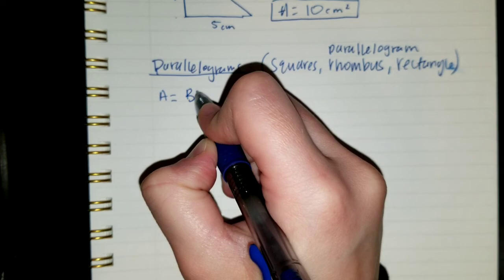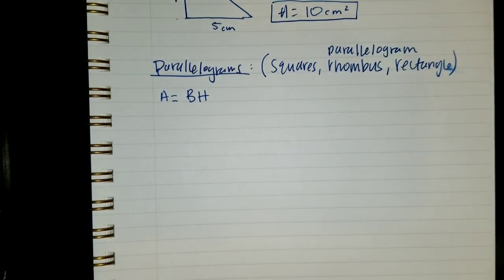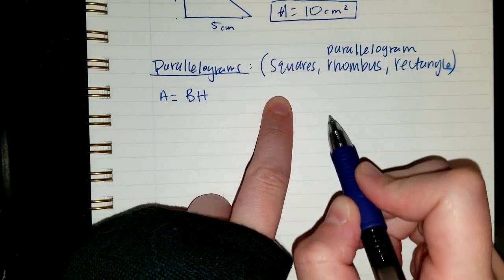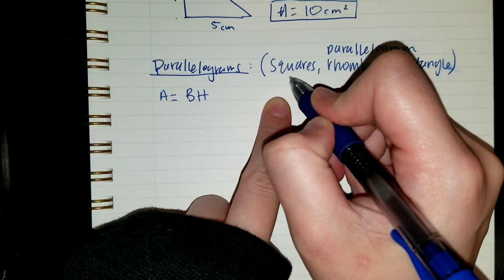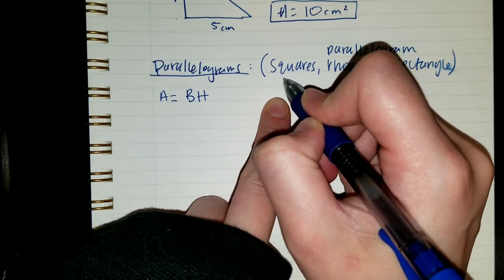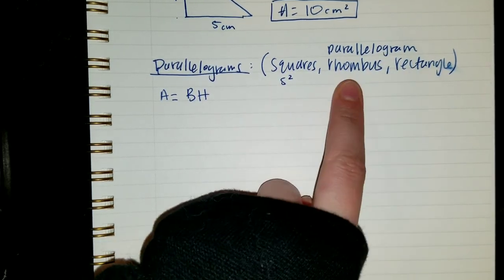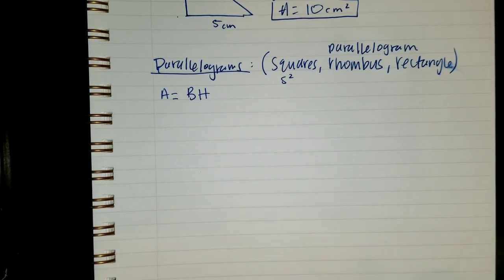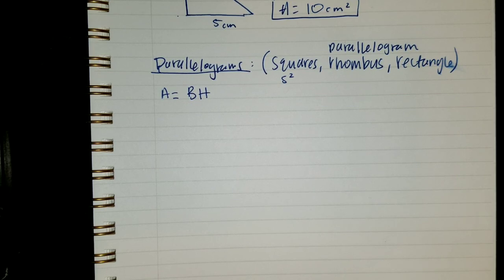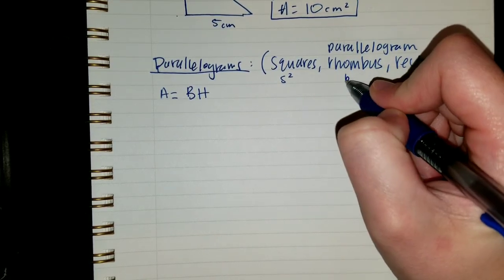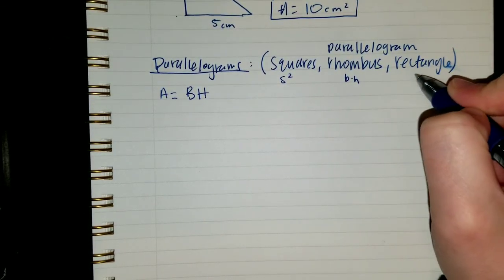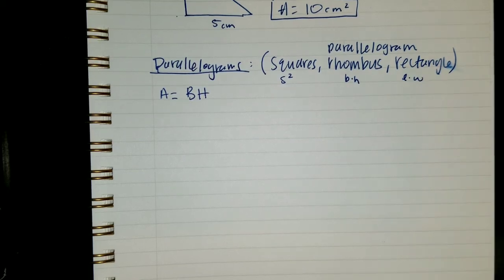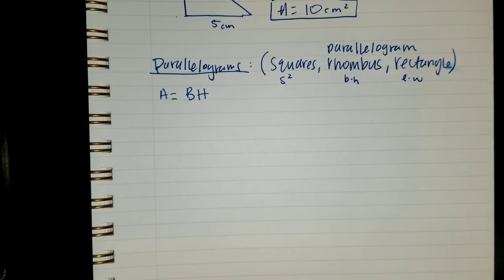You can always find area using base times height. For squares, we know that the base and the height are going to be the same thing, so that's actually going to be side squared. For a rhombus, the sides are the same, but one of the sides isn't necessarily the height, so that one's just going to be base times height. For a rectangle, sometimes you'll see it as length times width. Those are the different things you might see, but all that goes back to base times height.